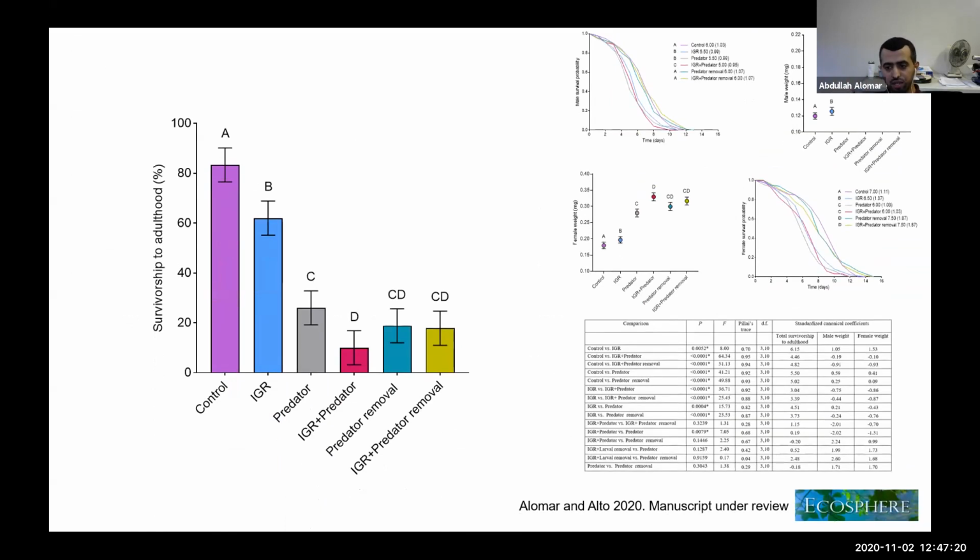As you can see in this figure, the combined effect of the IGR, pyriproxyfen, and predators heavily lowered Aedes aegypti survivorship to adulthood, more than the independent effect of IGR or predator alone. And I will talk more about the rest of the results of this experiment in the upcoming symposium.